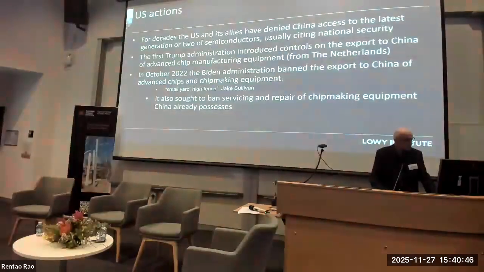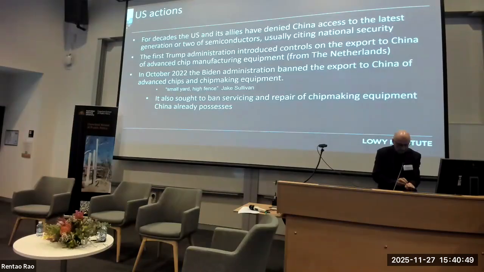But first of all, I want to take you back to the backstory of the US denials of chips. An important point is that it was not entirely a new policy. For decades, the US and its allies have denied China access to the latest generation of semiconductors. The first Trump administration went a bit further, introducing controls on the export to China of advanced chip manufacturing equipment from ASML in the Netherlands, with the agreement of the Netherlands.